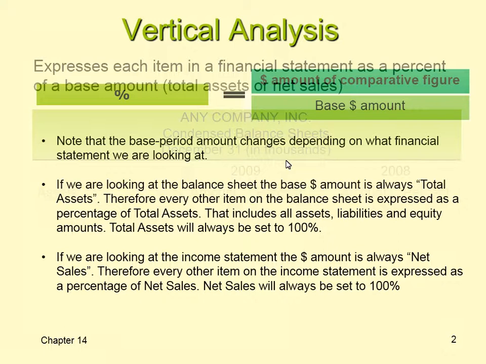Then we express every other single number on this balance sheet as a percentage of total assets. So the way you get this 29.6% here in the 2009 column, for current assets, is to take 1,000, this is in thousands, so $1,496,500.